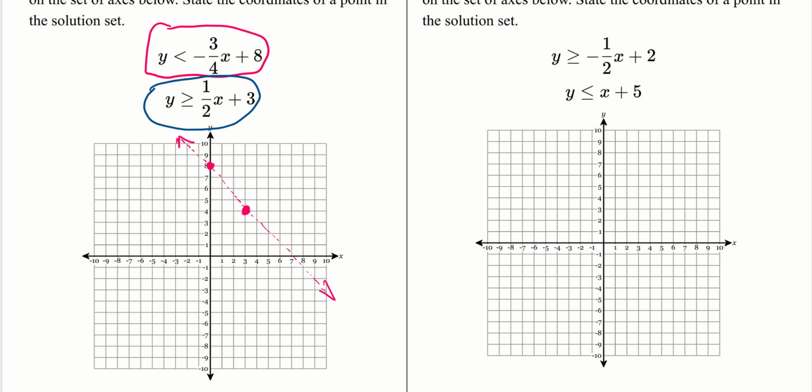The second one, my y-intercept is positive 3, so I'm going to put a point at 0, positive 3. And my slope is 1/2, so I'm going to go up 1 over 2, up 1 over 2. And because it's greater than or equal to, I'm going to use a solid line for this.